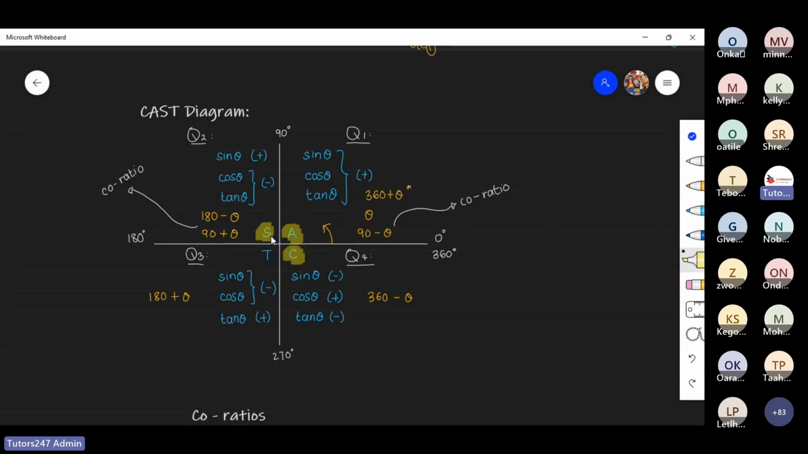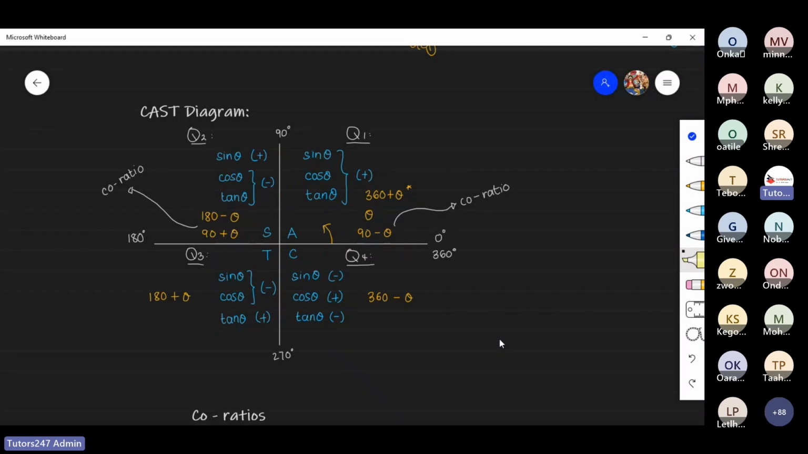CAST. So the letter represents which identity is positive within that quadrant. A represents all, meaning that all of the identities are positive within quadrant 1. So sine is positive, cos is positive, and tan is positive within quadrant 1. If you look at quadrant 2, we've got a little S in the corner. That indicates that only sine is positive, whereas cos and tan are negative.